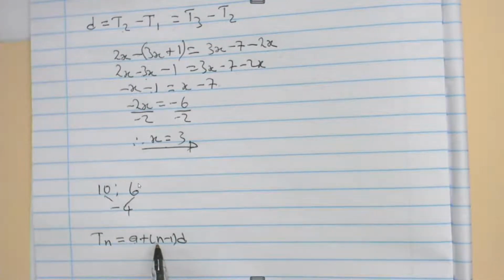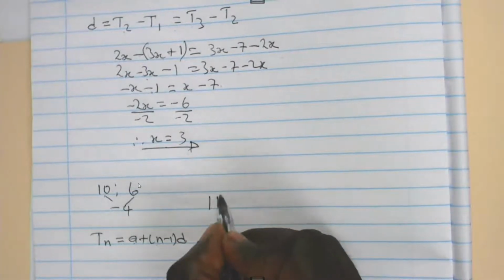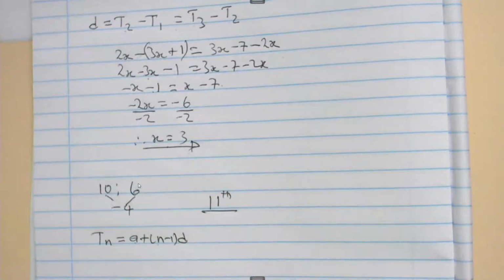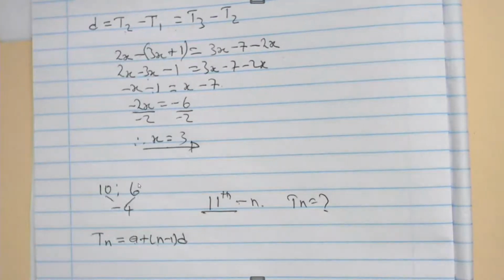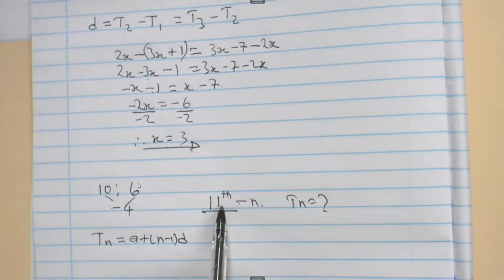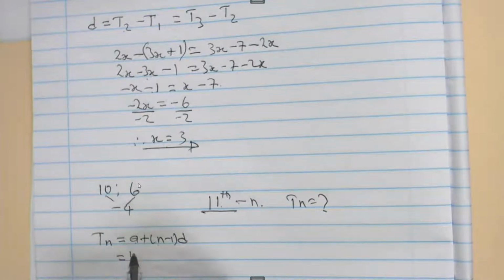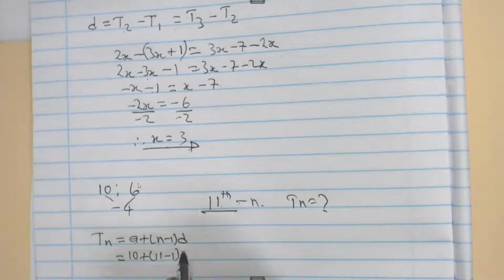N, the 11th term, we are given n. We are told to calculate the 11th term, meaning that this is our n, and we are looking for Tn. We don't have the term value of the 11th term. Now, Tn is A plus 11 minus 1 times D.